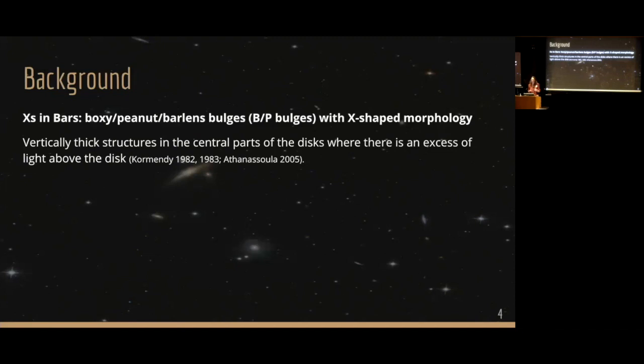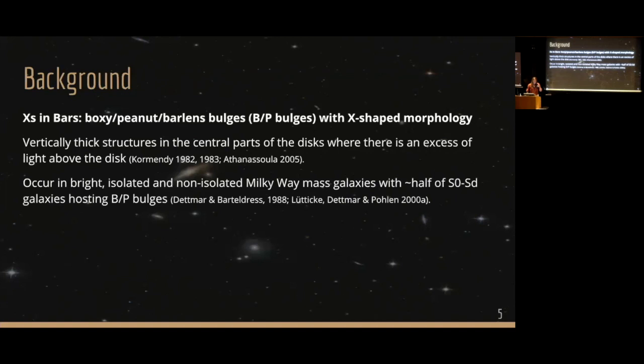They're challenging the assumption that most of the mass will reside in the classical bulge, as Hortail, Gerhardt found that these X structures can account for like 40 to 45% of the stellar mass. So these are really, really important structures that are different from a classical bulge. They occur in bright, isolated Milky Way mass galaxies with about half of S0 to SD galaxies containing these boxy peanut bulges, it's looking like.